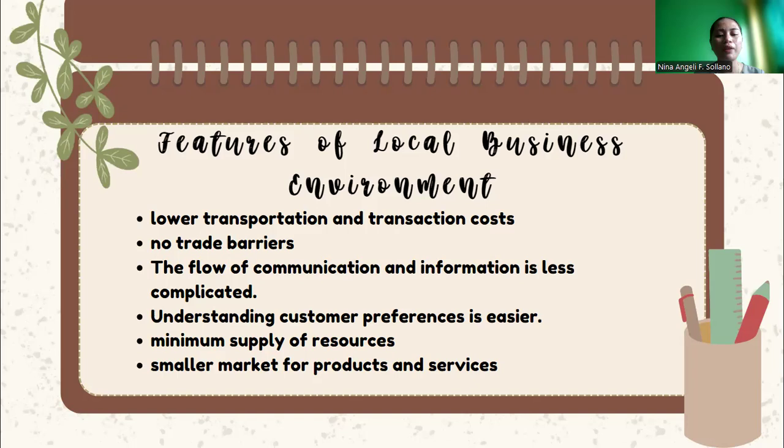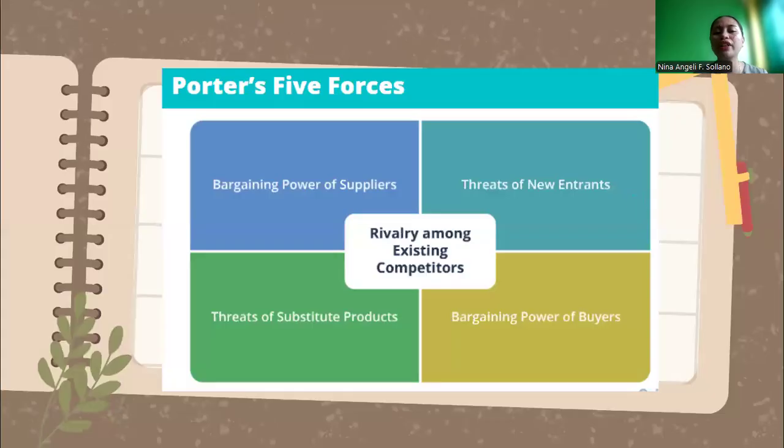Next is minimum supply of resources, because again, it is limited, since it is local and a smaller market for products and services. So there are limitations because we cannot go wildly. The range is just here, so you should expect that it is smaller, not that wide. Now we have here Porter's five forces.